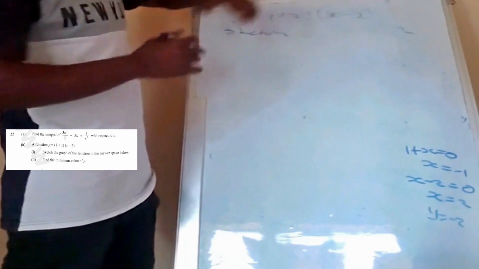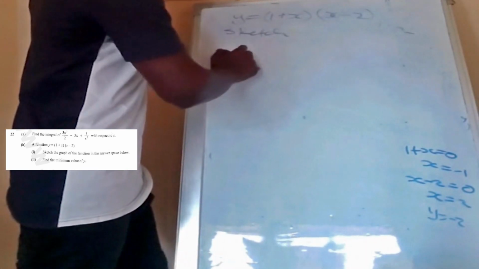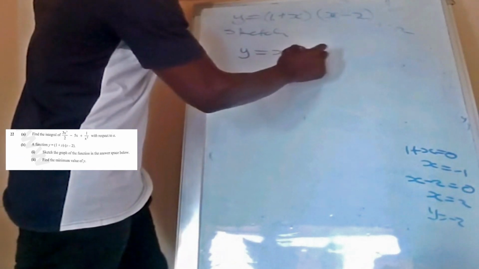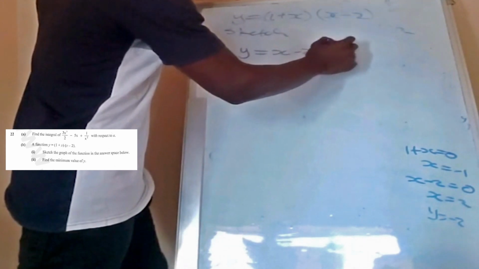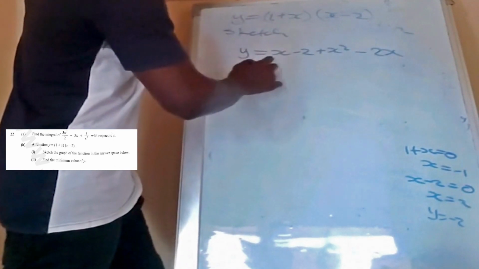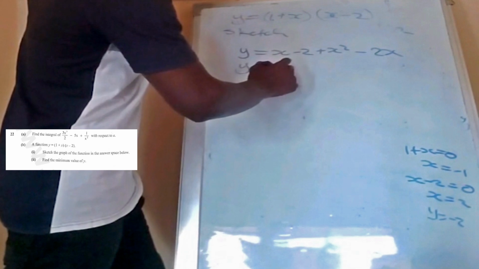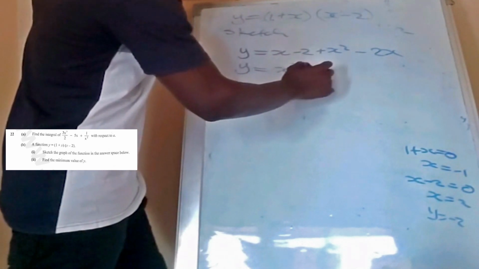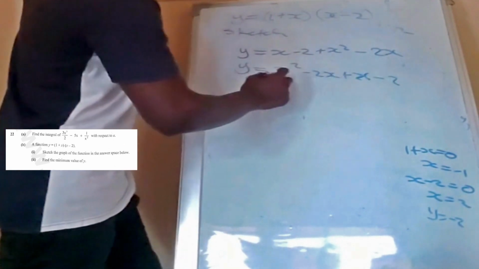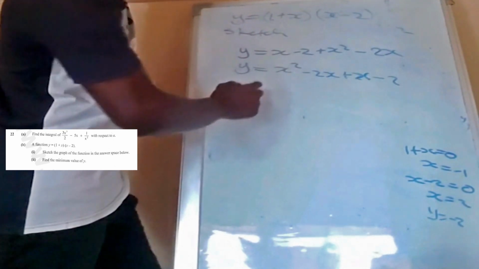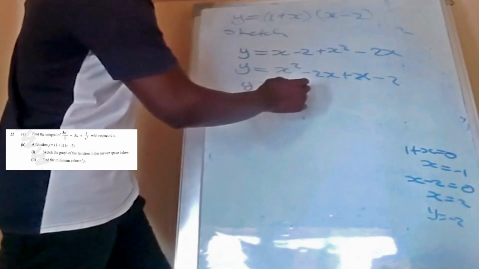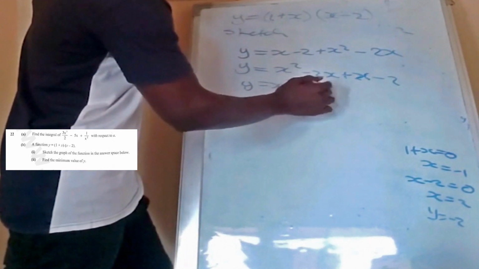So the best way we can do this is by expanding this. So we've got y equals 1 multiplied by x is x, 1 multiplied by negative 2 is negative 2, x multiplied by x is x squared, x multiplied by negative 2 gives us negative 2x. So you can group the like terms. Let's start with x squared minus 2x plus x minus 2. So x squared minus 2x, and this and that will give us negative x minus 2.